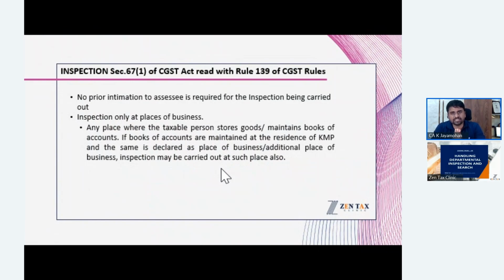If that address is a residential address, that place can also be inspected. But take a partnership firm with partners A and B. Partner A has his residence at one place, and it is not added as an additional place of business in the GST registration of the partnership firm. In that case, the place of residence cannot be inspected under this section. It is not possible. Only the place of business which is added to the GST registration can be inspected using this power.